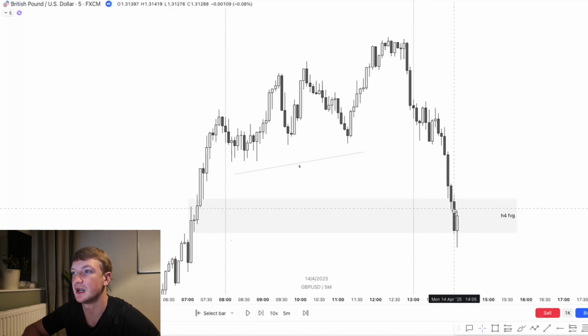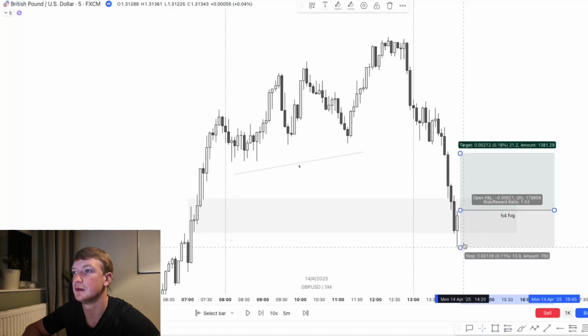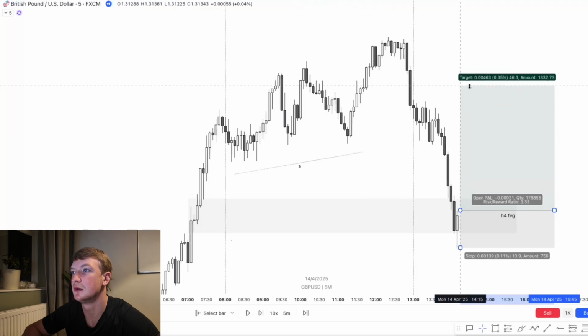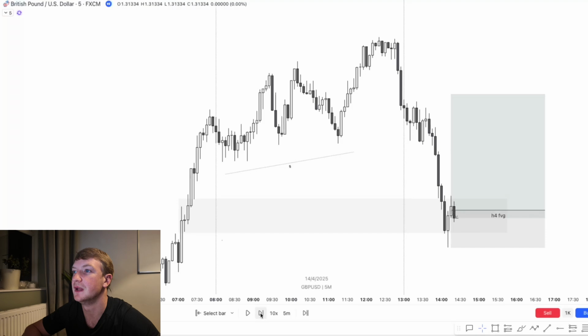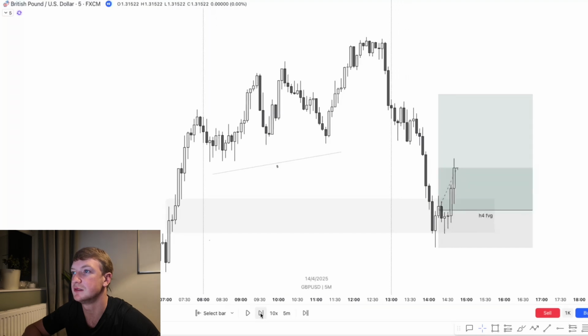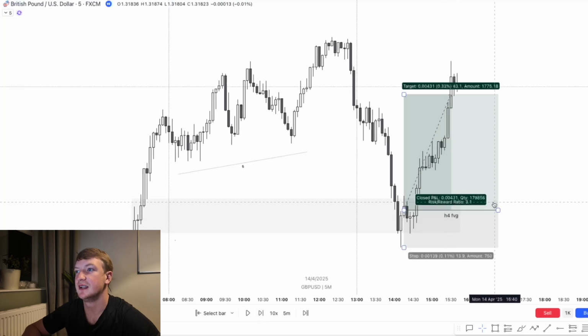And it was this candle here where I market entered. As soon as price broke above this candle, that is when I got in for the buy. Stop loss below the low and just aimed for the 1 to 3. And yeah, price played out very nicely. So yeah, it's as simple as that.